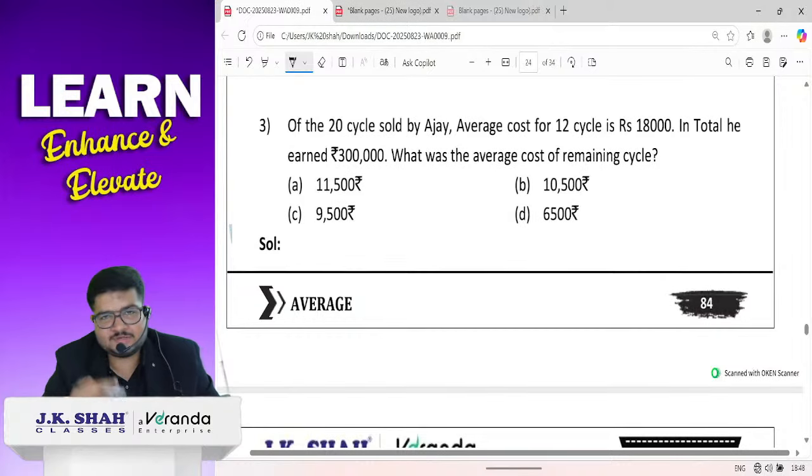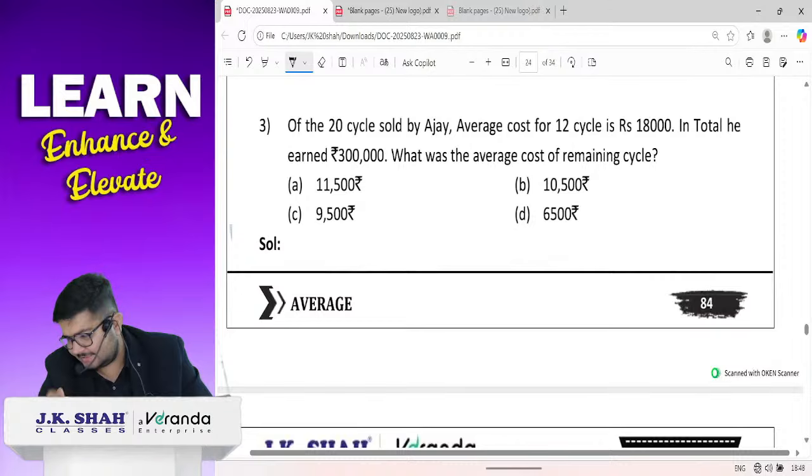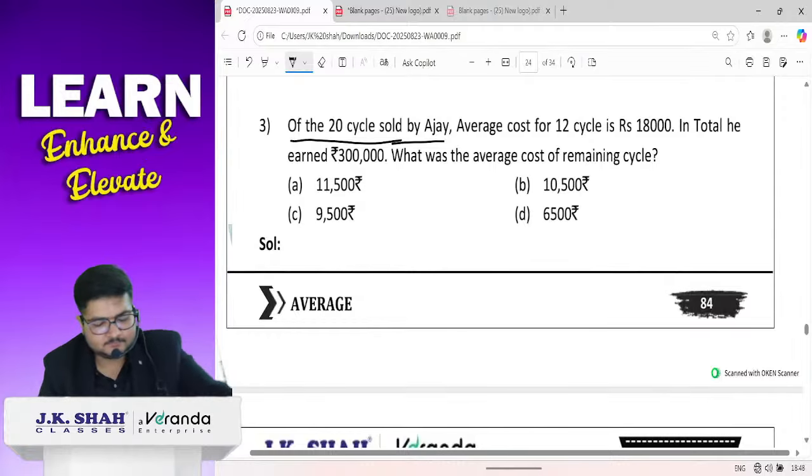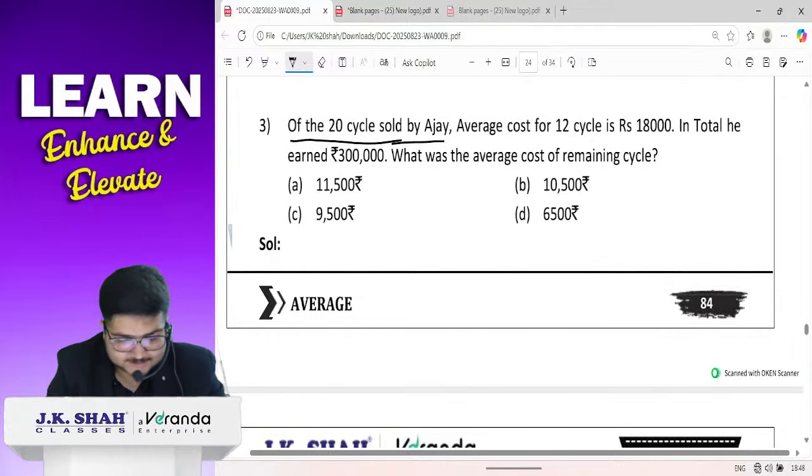The third and fourth questions are very interesting. You have to pay attention. Attention should be highest. Right? Of 20 cycles sold by Ajay. Now, of 20 cycles sold by Ajay means Ajay has a total of 20 cycles. From those 20 cycles, the average cost of 12 cycles is 18,000.